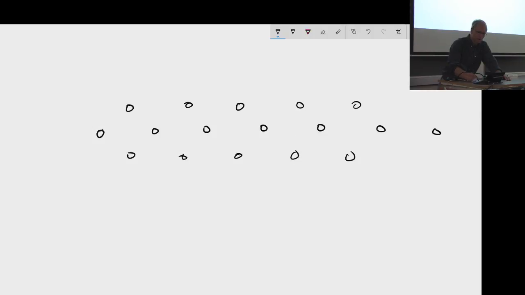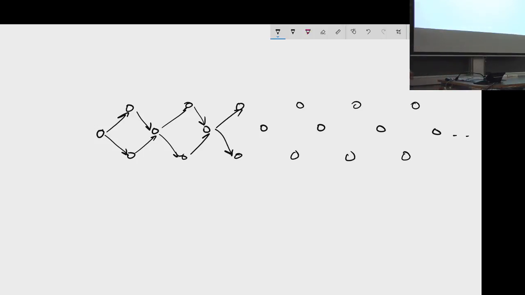Okay, let me draw this graph here. So I'm going to have a vertex here, and a vertex here, and a vertex here, and a vertex here. I have lots of vertices. Go like that, and then the edge pattern is going to be like this. You get the idea? That diamond pattern.